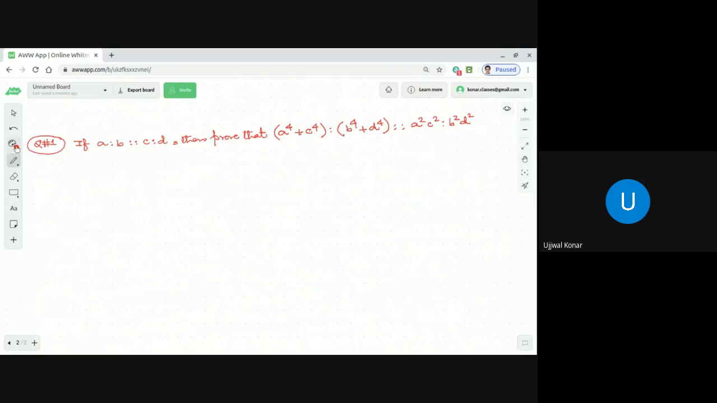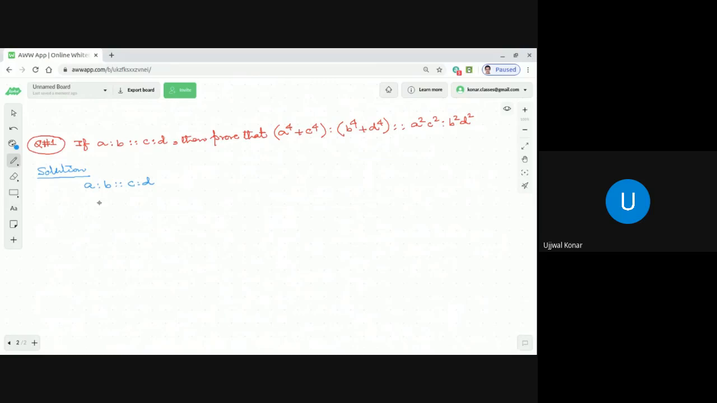Just learn how this proof is actually being done. If this kind of questions are there, then how you are going to prove it, please learn it, and these are the concepts you need to apply. The first thing is what is given to us. So we are going to solve it. As it is given that A is to B is equal to C is to D.